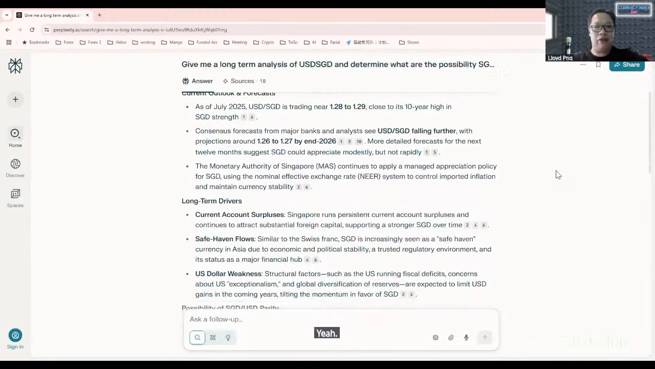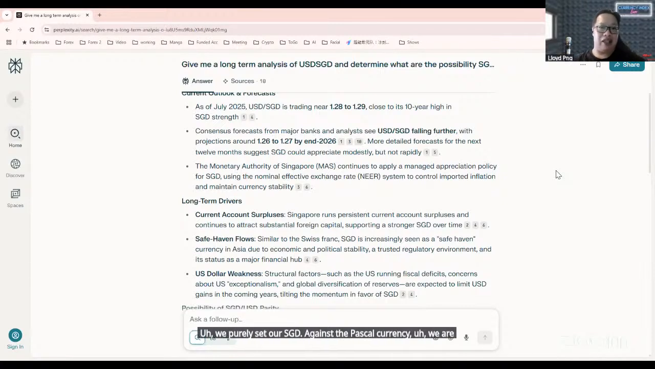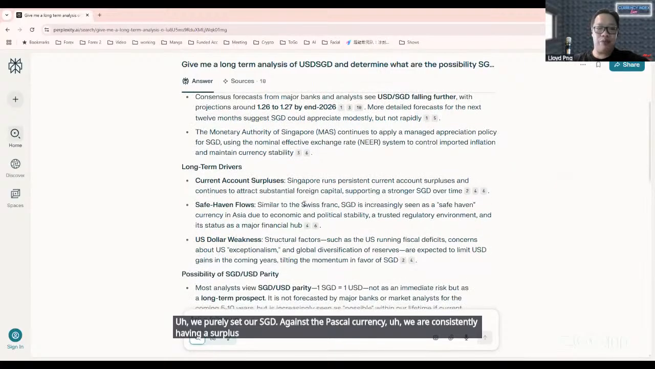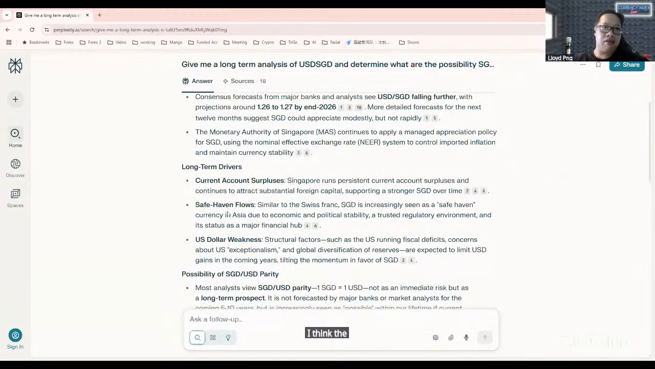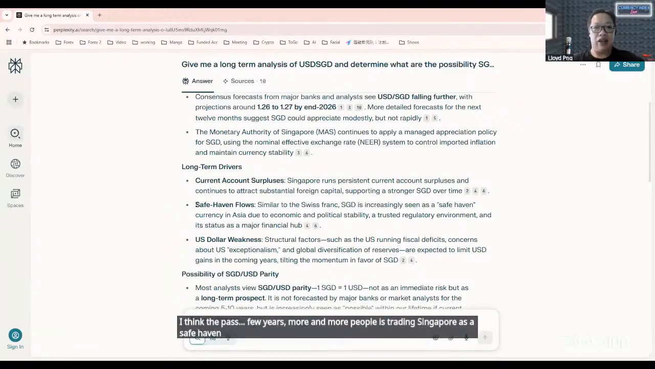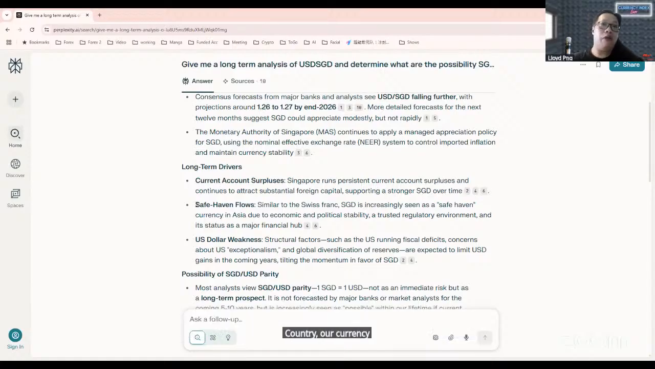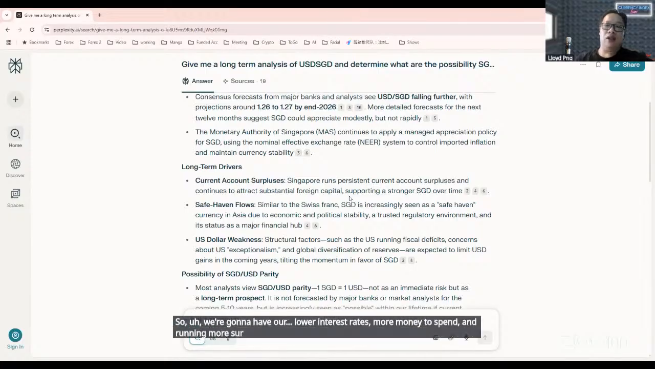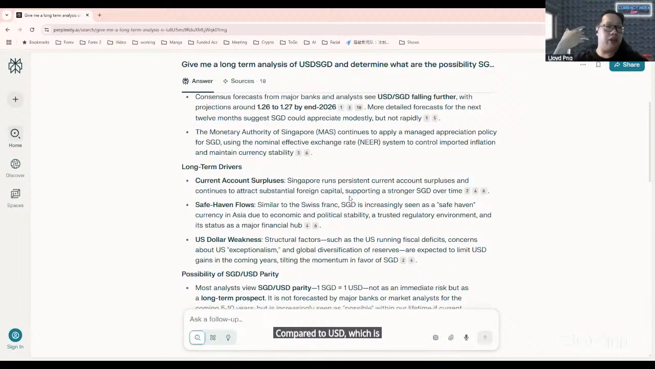So my view is that Singapore doesn't rely on interest rates, we purely set our SGD against a basket of currencies. We are consistently having a surplus. On top of that, I think in the past few years more and more people are treating Singapore as a safe haven country, our currency. So they're going to park more funds in Singapore. So we're going to have lower interest rates, more money to spend, and run more surpluses compared to USD, which is going to have high interest rates compared to us.